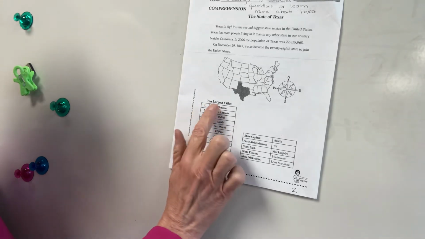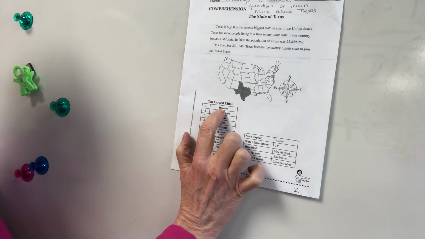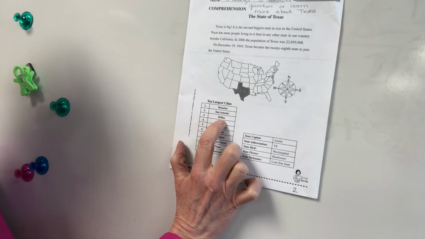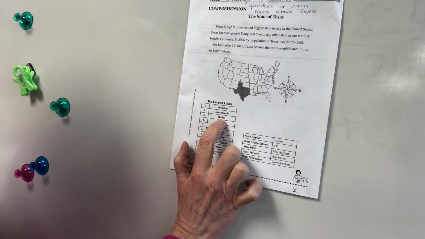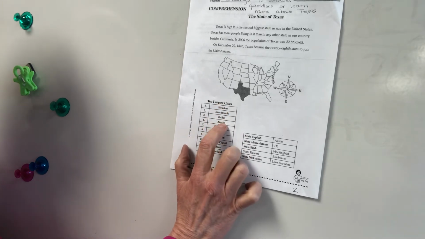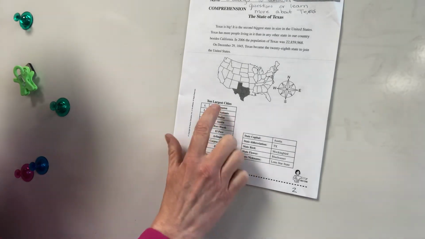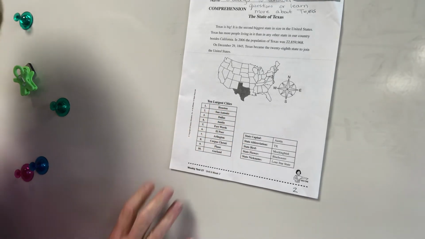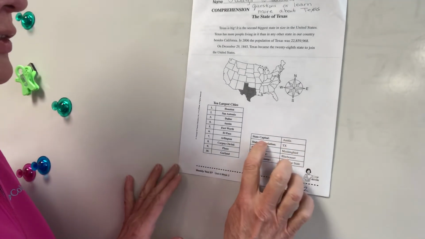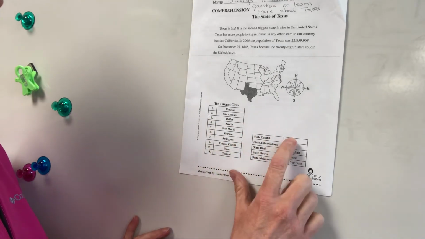So here it talks about the largest cities. The largest city is Houston. The second largest is San Antonio. The 3rd largest is Dallas. The 4th largest is Austin. Now, I bet you think, like a lot of people think, that the capital of Texas is the largest city, Houston. But that isn't the case. The state capital is Austin. Even though it's the 4th, that is the capital.